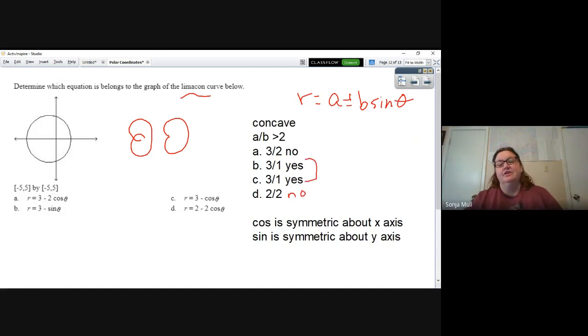So now we just have to figure out, is this a cosine graph or is this a sine graph? So cosine is symmetric about the x-axis, sine is symmetric about the y-axis. This is symmetric about the x-axis. Whoa. So that means this is a cosine graph, and so the answer is C, because B is a sine graph. That's really the only difference. Okay?